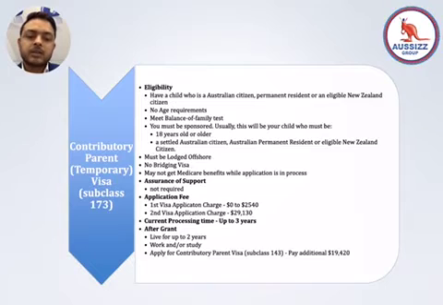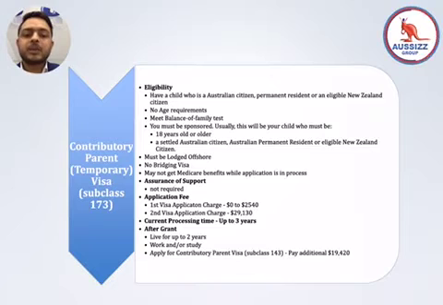Now this application has to be lodged offshore, so there is no bridging visa granted because it's an offshore application, and the applicant is also not eligible to get a Medicare card while their application is in process because they are not in Australia anyway. Now, the assurance of support is not required because this is a temporary visa. Now, the visa application fee is approximately $2,540, which is the current fee for a single applicant. If they have a secondary applicant included in the application, the application fee can go up a little bit because you are also paying for an additional applicant.